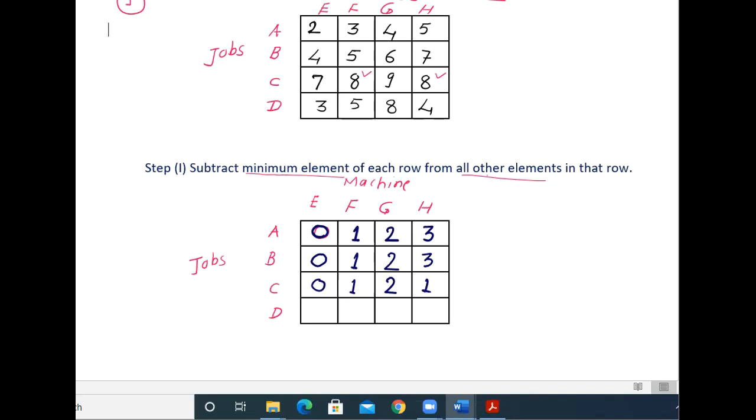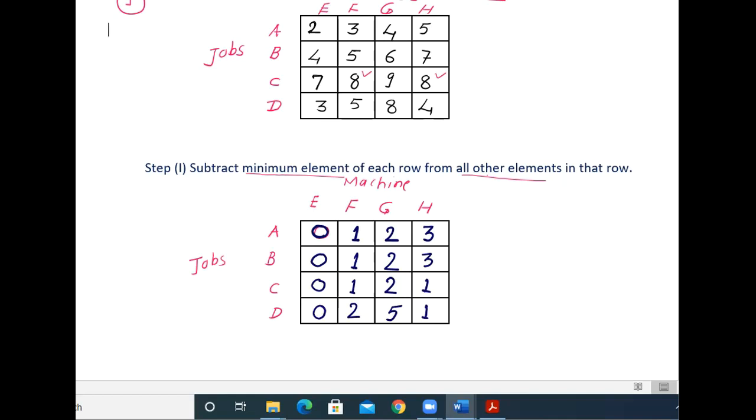From the fourth row, the smallest element is 3. So subtracting 3 from all the entries, we get 3 minus 3, 0. 5 minus 3 is 2. 8 minus 3 is 5. Then 4 minus 3 is 1.